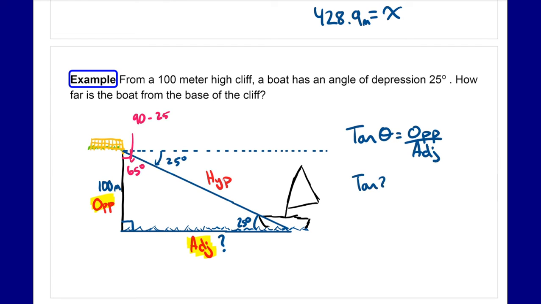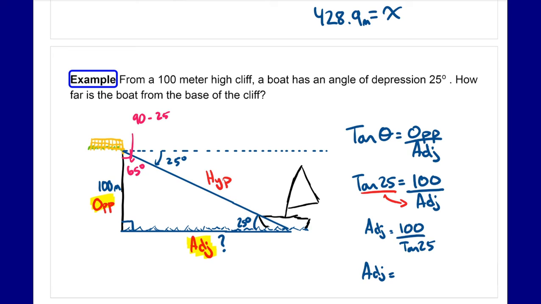So tan of 25 is equal to 100 over adjacent. Now that the missing piece is on the bottom, I'm going to switch tan 25 with the adjacent. And when I solve, 100 divided by tan 25, I get 214.5 meters. So that means that the boat is 214.5 meters away from the cliff.